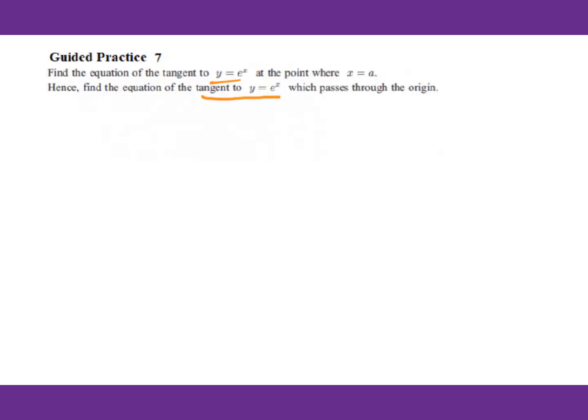First of all, we need to figure out the equation of a tangent where x equals a. If x equals a, that means your x1 basically is a. So the y1 you will plug in here. That will be e to the x power.